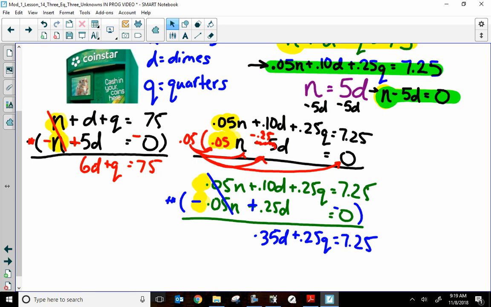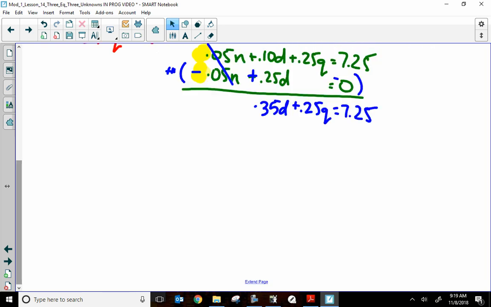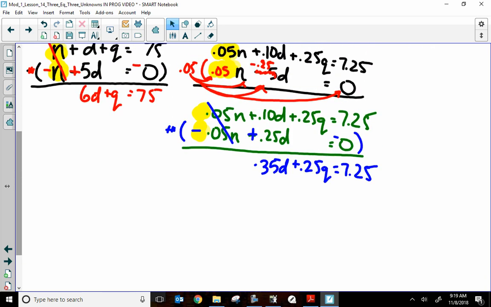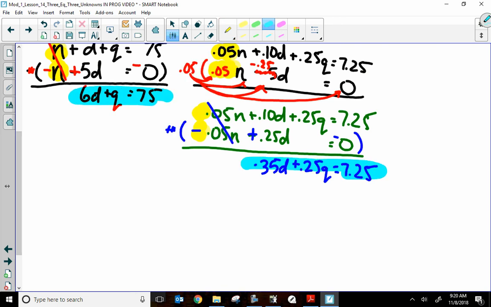This one stinks. So let's do this. We now have this equation here, love it. This equation here, beautiful. And I'm going to combine them. I'm going to leave this one, and I've got 6D plus Q equals 75.